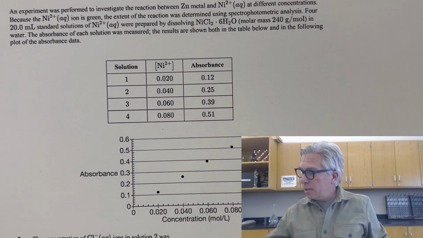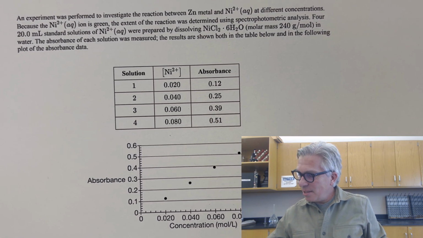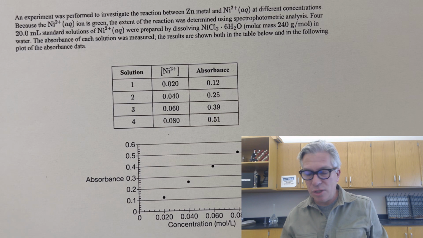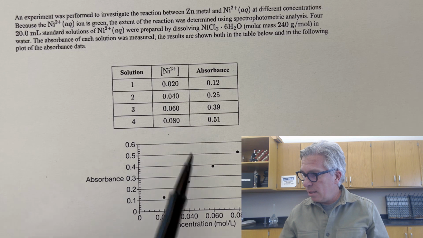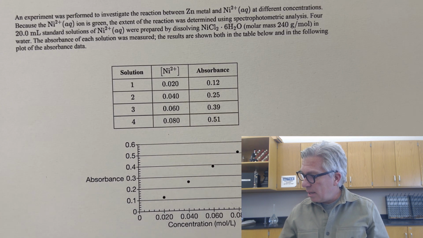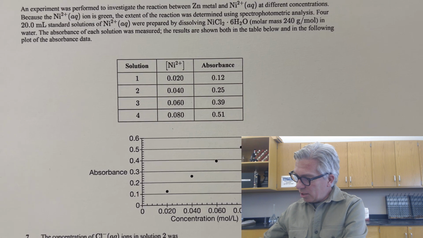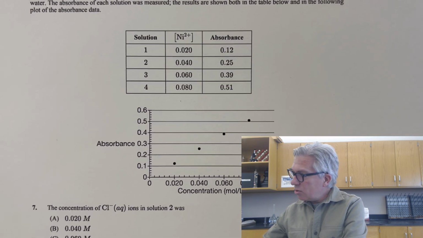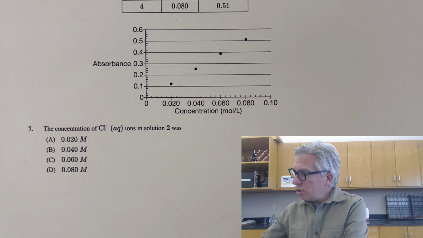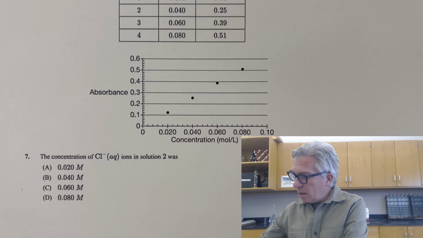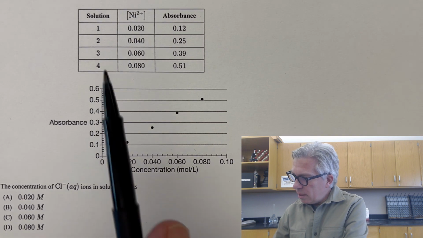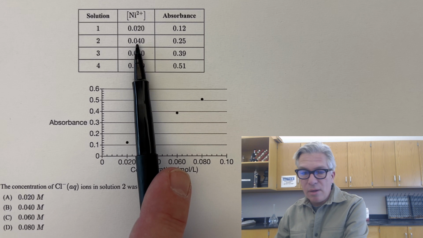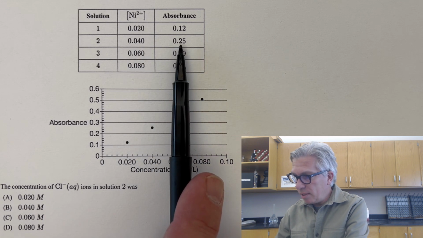I'm here to provide a public service announcement for the next one. This whole thing here is for the one question. They give us a huge description of the experiment. They give us some data, looks like a Beer's law graph, and so on. And then the question that's actually being asked here is the concentration of chloride ions in solution 2. If you go back to solution 2, solution 2 had a nickel concentration of 0.04 moles per liter, and that had an absorbance of this.